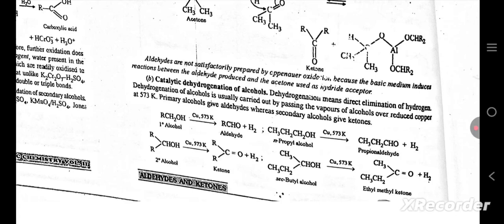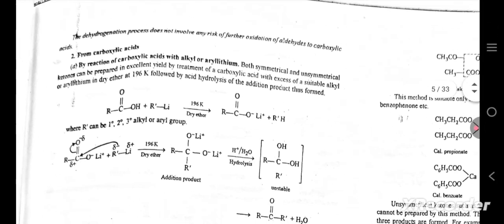Catalytic dehydrogenation of alcohols. Dehydrogenation means direct elimination of hydrogen. Dehydrogenation of alcohols is usually carried out by passing the vapors of alcohols over reduced copper at 573 Kelvin. Primary alcohols give aldehydes, whereas secondary alcohols give ketones. The dehydrogenation process does not involve any risk of further oxidation of aldehydes to carboxylic acids.